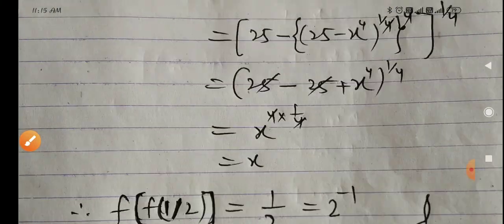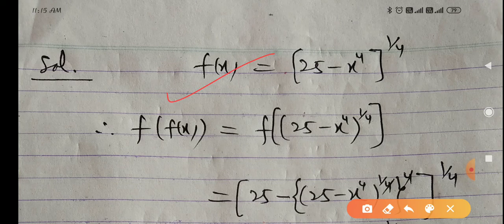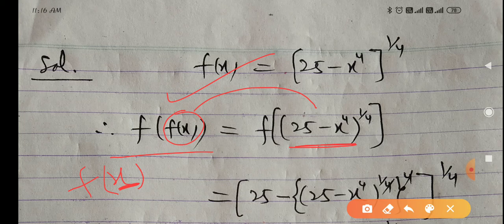You can see the solution. f(x) is given as (25 − x⁴)^(1/4). So first of all, you have to find f(f(x)). You can put the f(x) value, which is (25 − x⁴)^(1/4). So now you have f((25 − x⁴)^(1/4)). In the function f(x), in place of x, you have to put (25 − x⁴)^(1/4).